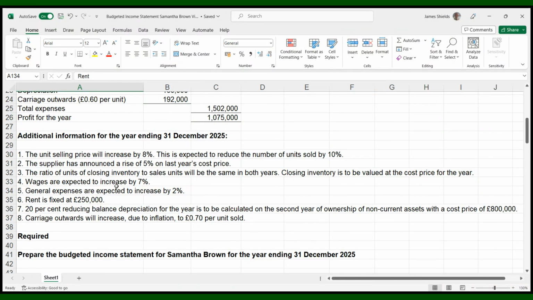Wages are expected to increase by 7%. General expenses are expected to increase by 2%, and we're told that rent is fixed at £250,000. If it's fixed, that means it will not change. Then we're told 20% reduced balance depreciation for the year is to be calculated on the second year of ownership of non-current assets with a cost price of £800,000. So what that basically means is we're going to be doing it for the second year.